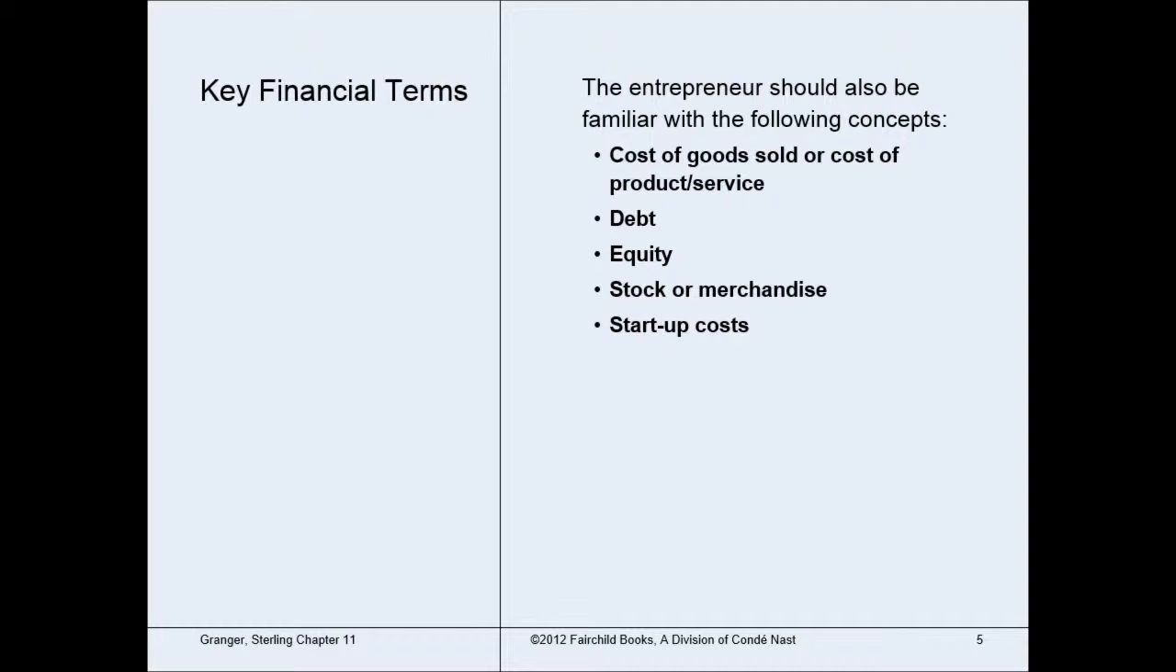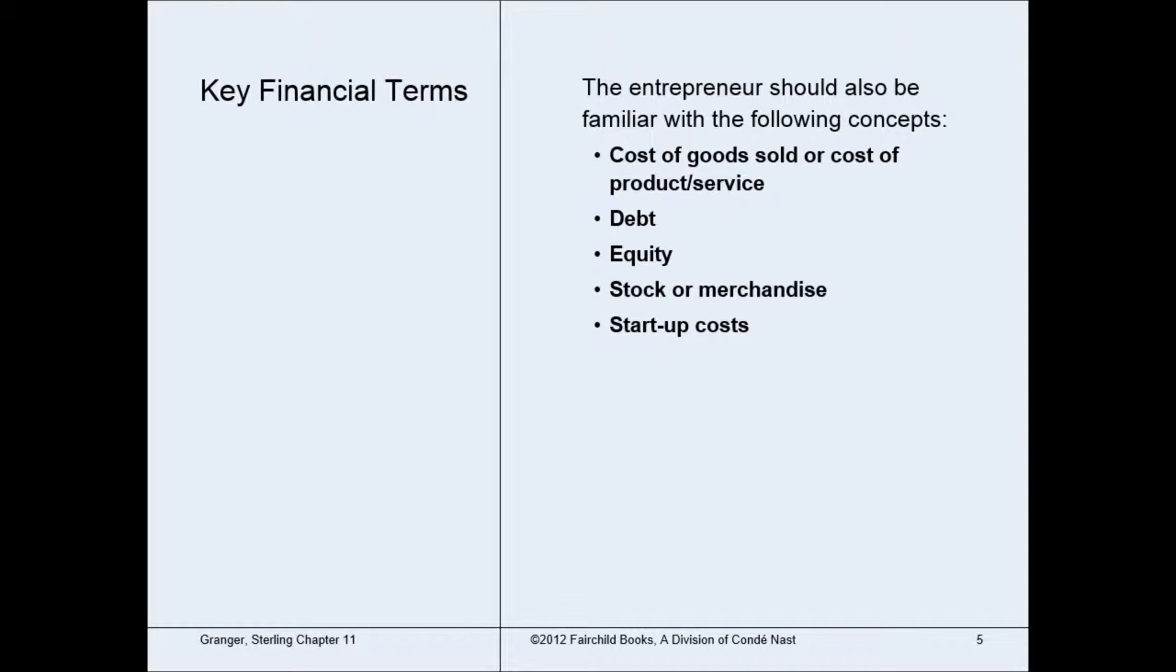The first is the cost of goods sold, or the cost of the product and service, and this is just your purchase price that you pay for your goods. So it's not actually what you sell it at, it's the actual price that you paid for it. Because remember, we're always marking up our goods, and that's the final price after it's been marked up.